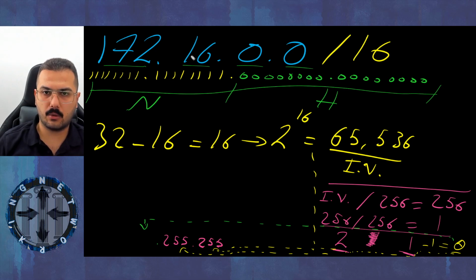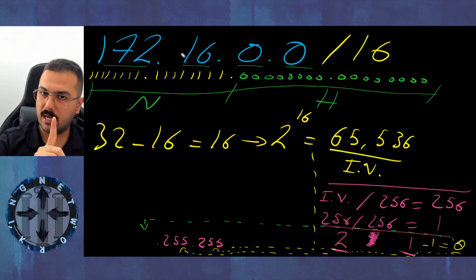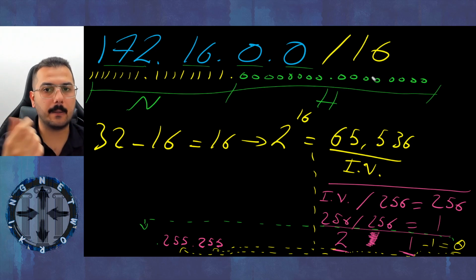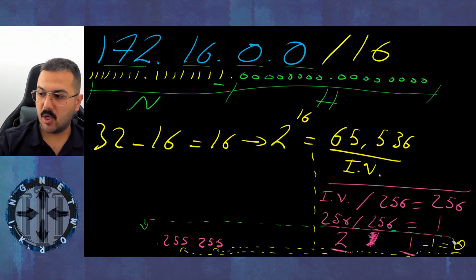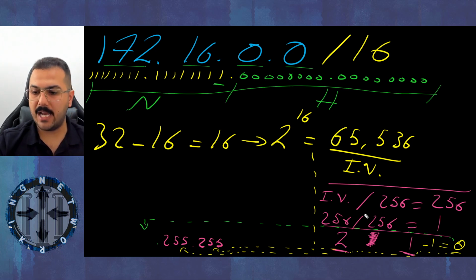So 16 plus 0 is 16. But sometimes it might not be /16. It might be /15. Try it as homework. In a /15, this one will be 0. There is a flexibility. There will be a value in here. The value will be added to this number.